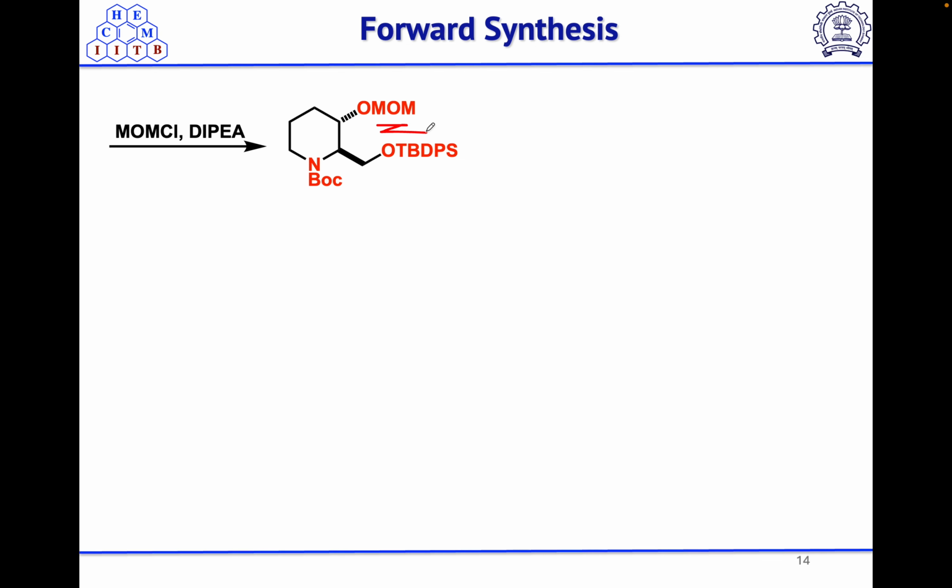And we will get this OMOM. So in the presence of MOM chloride and diisopropylethylamine, we'll get this diprotected compound. Okay, so three different protecting groups are here if you see. So this is NBoc, this is OTBDPS, and OMOM.